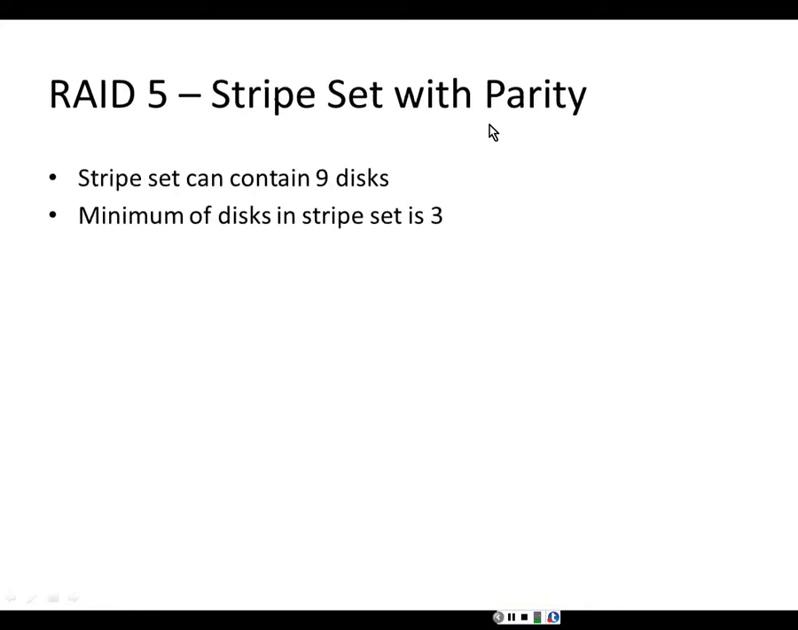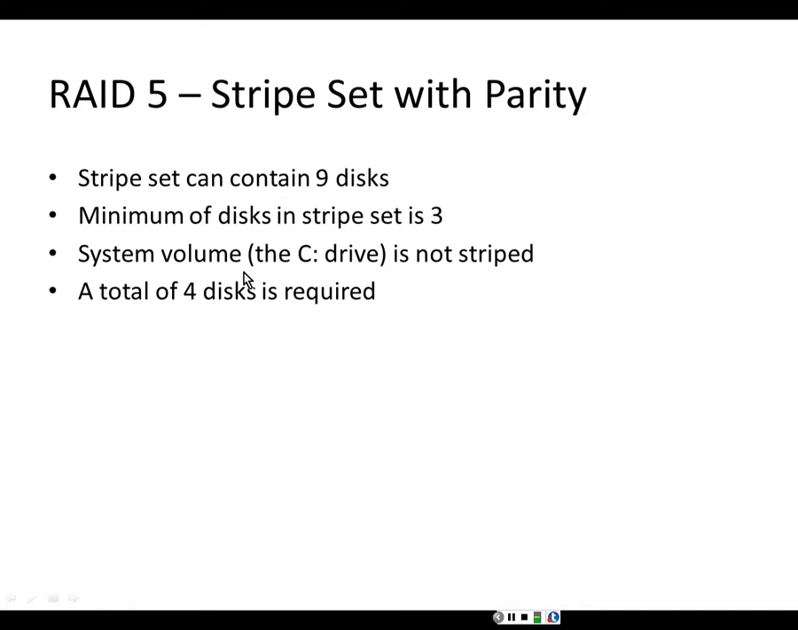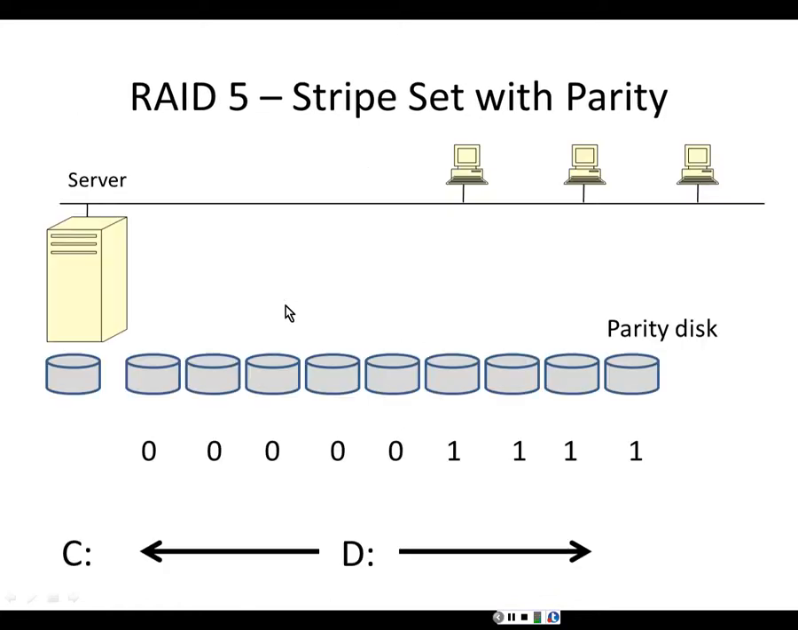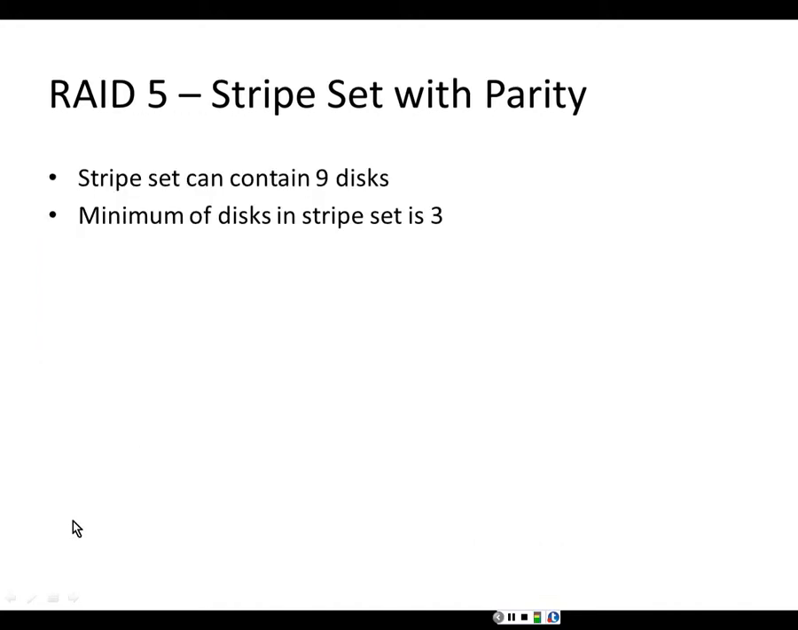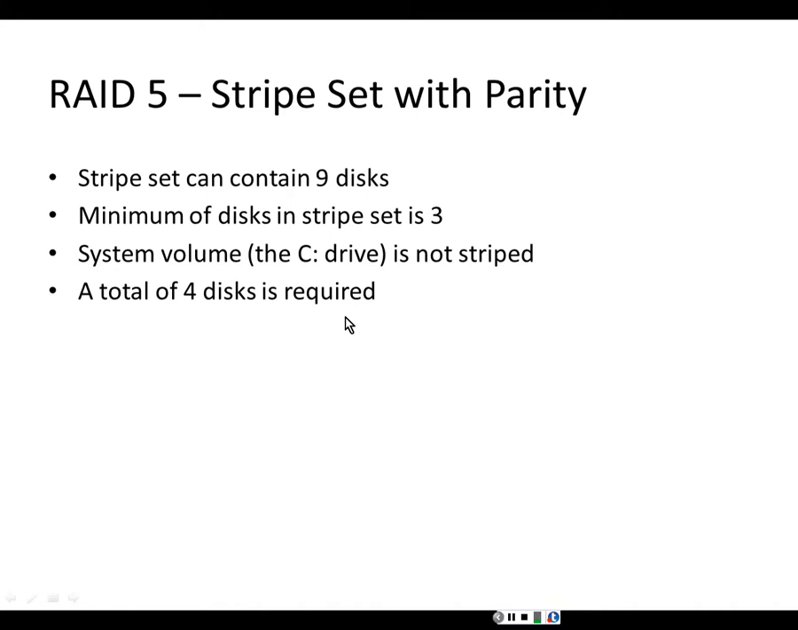little confusing. A stripe set can contain 9 disks, but the minimum number of disks in a stripe set is 3. And then if we consider the system volume, which is not part of the stripe set, then a computer which has a stripe set with parity will have a minimum of 4 disks. On the other hand, it could have 10. You could have 8 disks in the stripe set, a 9th for the parity disk, and the 10th disk would be the operating system. But the minimum for a stripe set with parity is 4 disks.